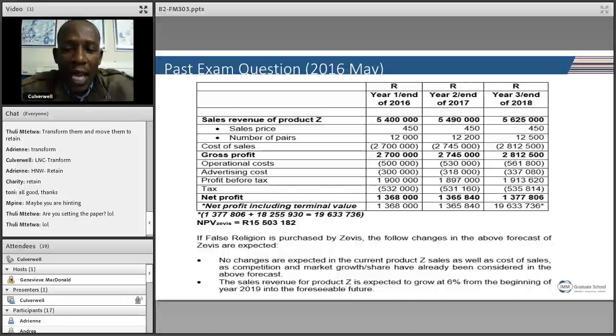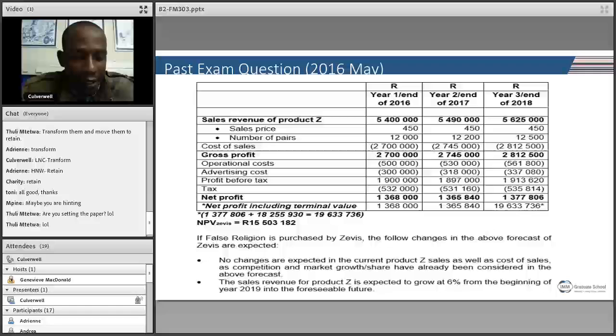Sales revenue of product Z. It says 5.4 million. How do they calculate the 5.4? I have the sales price and I also have the number of pairs. So in short, the selling price for this jean called Z is 450 rands.